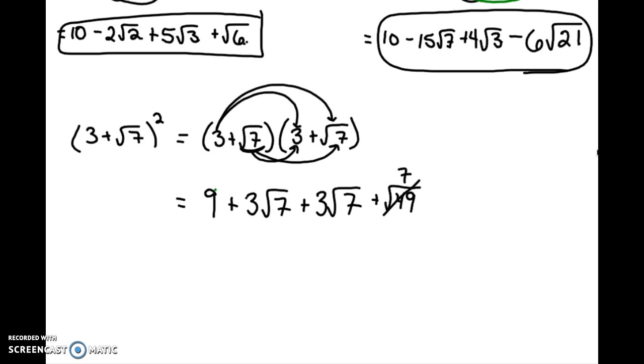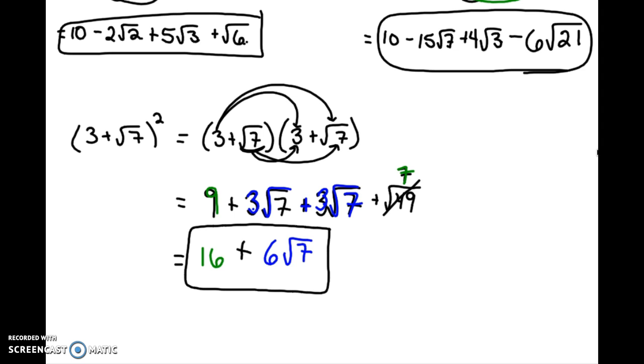Then we want to put our like terms together. 9 and 7 are like terms. And they have to be like terms in order to add. So in green here, we got 16. And then 3 square root 7 and 3 square root 7 are like terms. We keep that square root 7, add the coefficients. 3 plus 3 is 6. And that is our final answer.